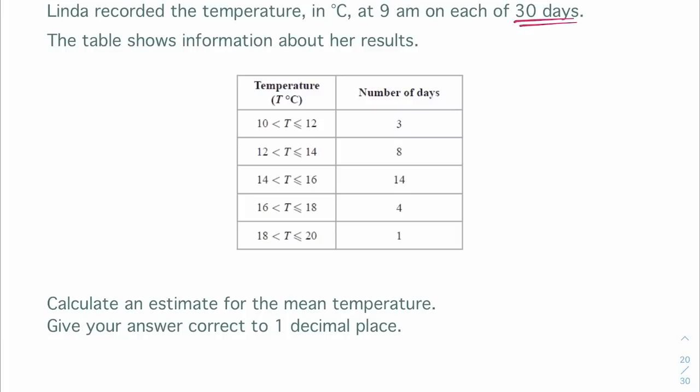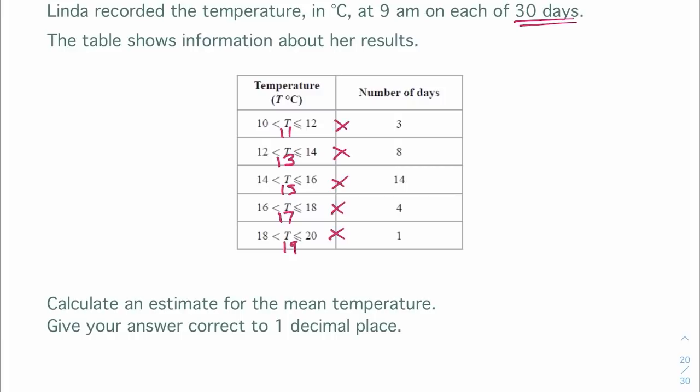So when working out the estimate for a mean from a table, we're going to use the midpoints. So we're going to say, well, between 10 and 12 is 11, 12 and 14 is 13, 14 and 16, that midpoint is 15, then 17 and then 19. So what we're going to do is get an estimated total by multiplying the midpoint by how many days that temperature occurred. So we'll put a times sign here.